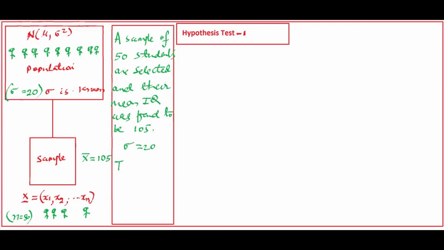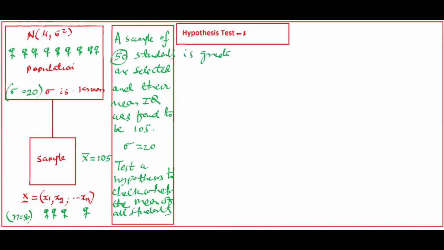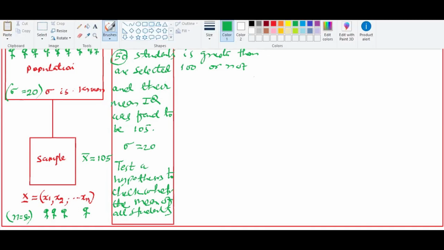Then test a hypothesis to check whether the mean of all the students is greater than 100 or not. You have written here sample. So you are checking whether the mean of all is greater than 100 or not. Okay.